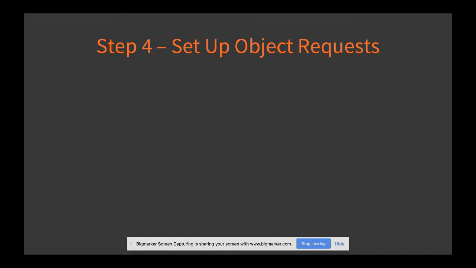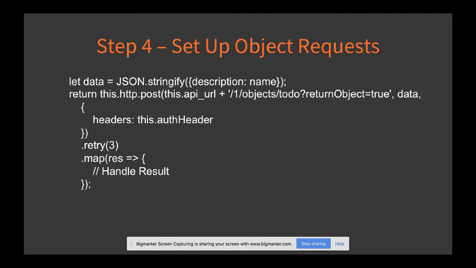So step 4 is to set up the object requests. These are the requests that will deal with modifying, updating, deleting, and creating your data. So here's a very simple web request. What this does is it fetches a list of to-do objects from your application's back end. So as you see, we specify the authentication header, and we specify the URL to connect to.